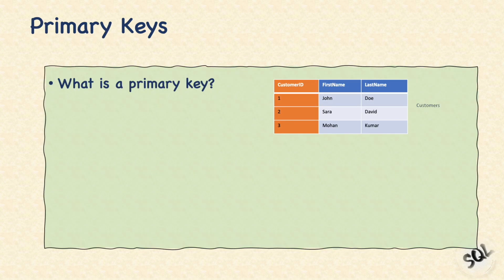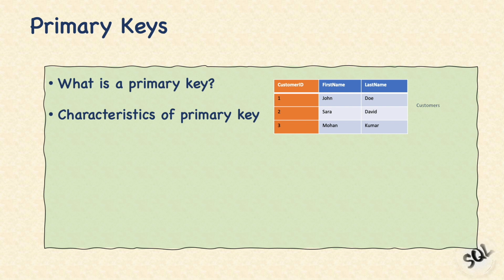Just think about any IT company. Each employee in the company is assigned a unique employee ID. Each employee in that company can be identified with that ID. Similarly, a primary key is a unique identifier for a record in a database table. A primary key ensures that each record in the table is distinct and can be uniquely retrieved.